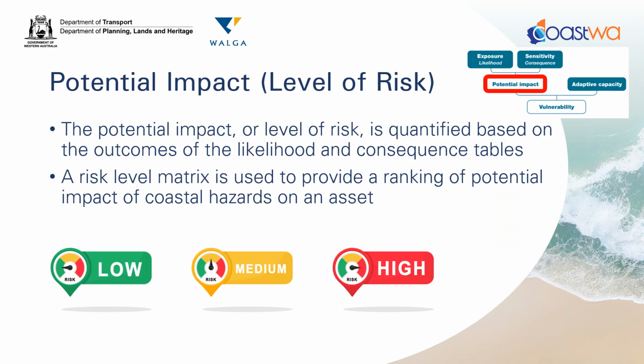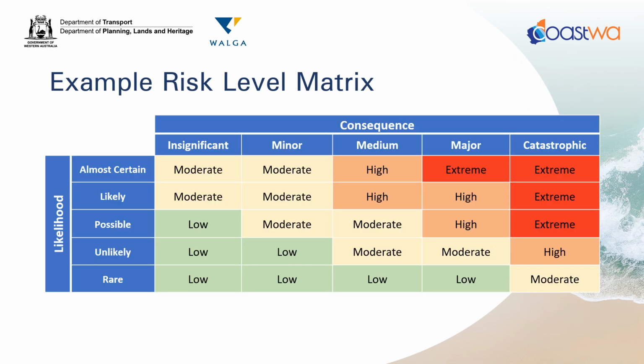So we've now assessed the exposure or likelihood, we've assessed the sensitivity and the consequence. We now get to the potential impact. So the potential impact is basically the quantification of the risk, the level of risk, using the outcomes from the likelihood and consequence assessments that we've spoken about. So to do that, you're basically looking at a risk level matrix, which will, as I say, relate the likelihood and the consequence and give you an overall risk rating.